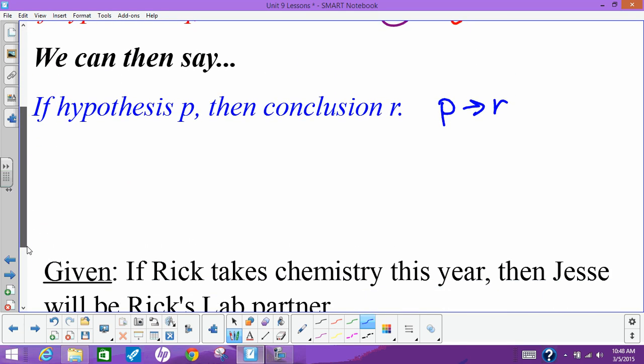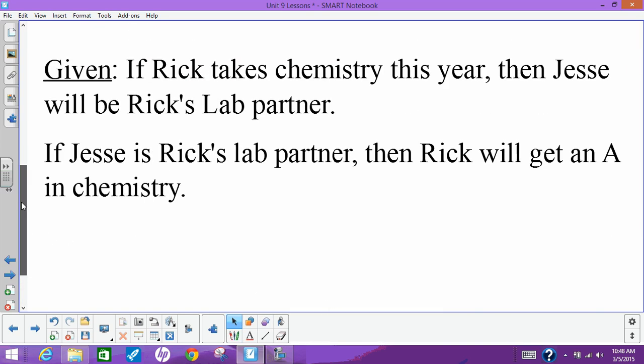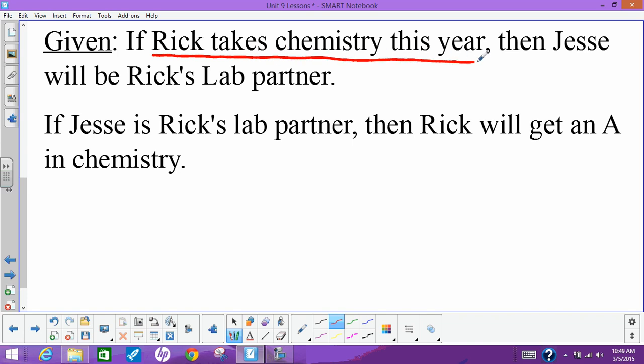So again, it's best to look at an example here. We're going to start the way that we've started with detachment. I want to look at each statement and find the hypothesis, find the conclusion. So here, Rick takes chemistry this year. That's our P. Our Q is Jesse will be Rick's lab partner.